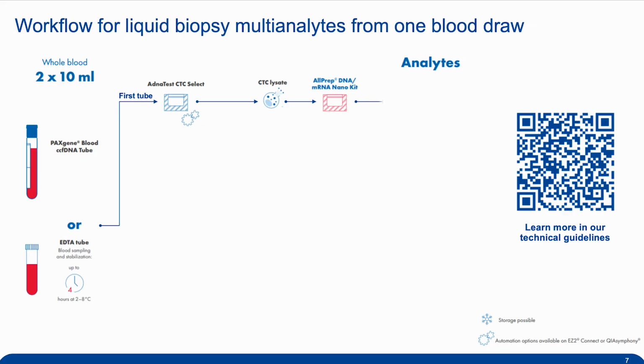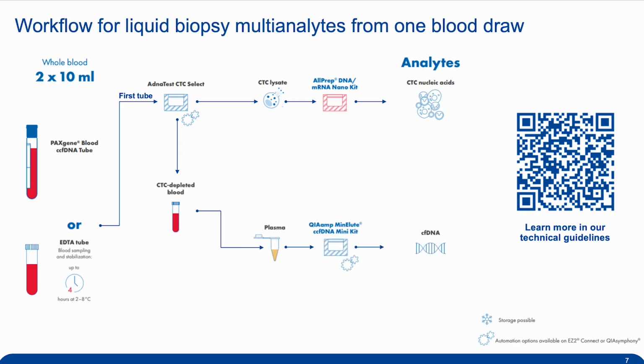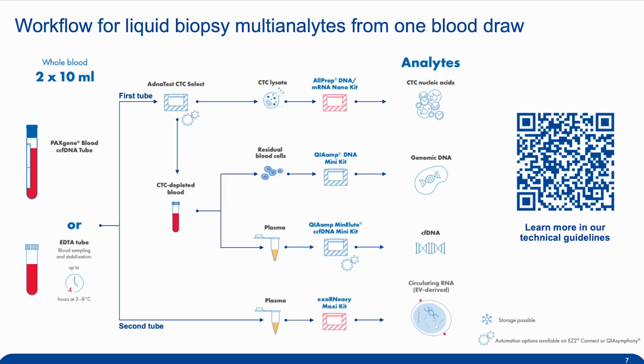From the remaining sample, we were able to generate plasma and then isolate the circulating cell-free DNA by using the Qiagen MinElute cfDNA kit. And we were able to isolate the genomic DNA from the buffy coat fraction as a reference for the analysis. And then we took the second tube to isolate the plasma and get the exosomal RNA out of this. Wow, all of this is happening from a single blood draw. That's amazing, right? Yeah. That's progress.